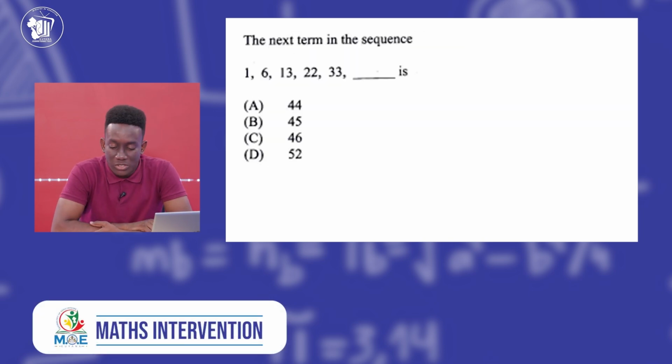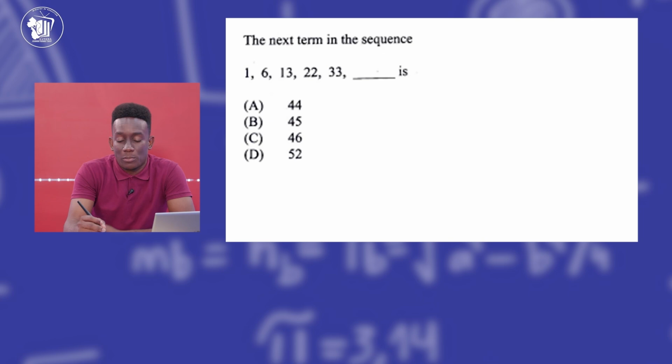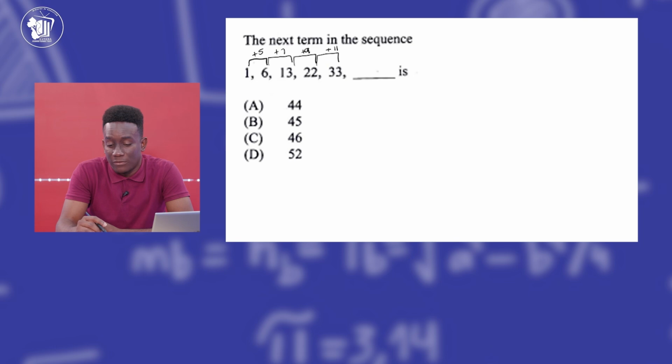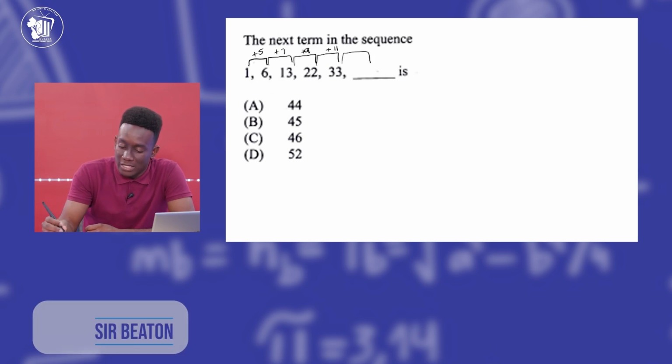And the next question is, the next term in the sequence 1, 6, 13, 22, 33 is. So let's try to pick up a pattern in this sequence. We see 1 to 6, we add 5. And then from 6 to 13, we add 7. And then from 13 to 22, we add 9. And then from 22 to 33, we add 11. So as you can see, we are increasing by 2 for every number that we jump to. So in order to move from 33 to the next number in the sequence, we will add 13 to 33.